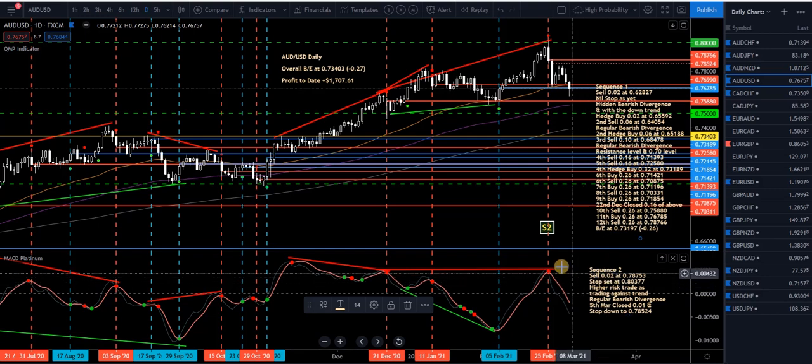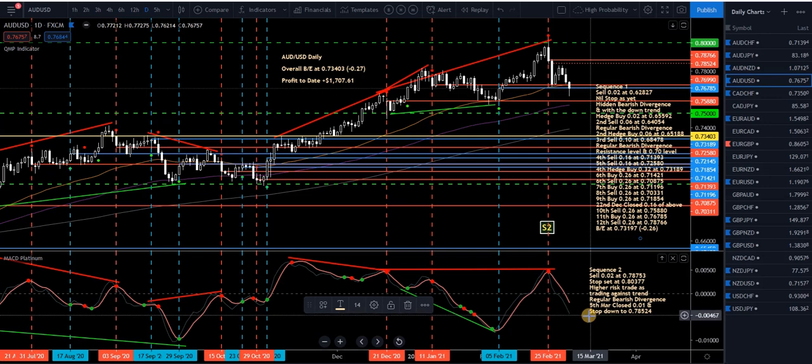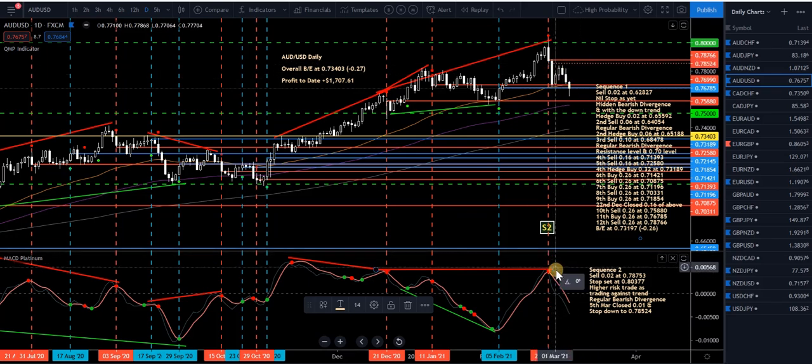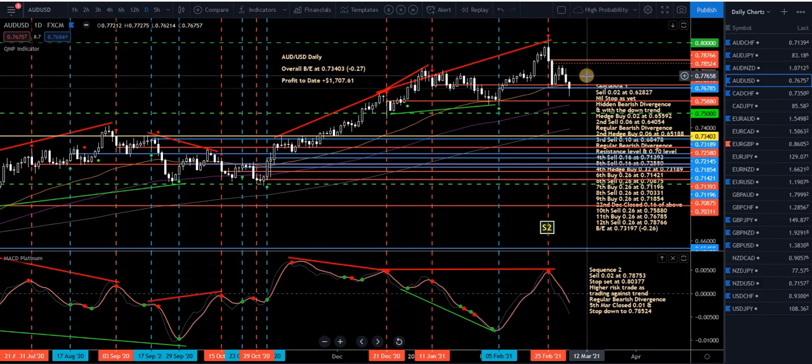Sequence 2 is probably the most important. It was a sell in here. It was a high-risk trade. You can read that. Trading against the trend. 5th of March, I closed 0.01 and my stop was moved down to just above this high here. So I've locked in on sequence 2 a little bit of profit. The reason sequence 2 was a partial close, the MACD Platinum went through the zero level. As you can see there, through the zero level, closed half, dragged my stop down, protect the position.